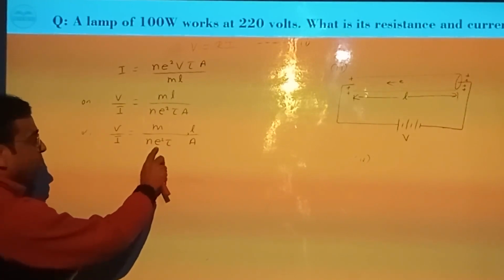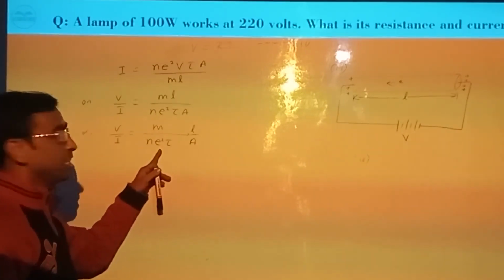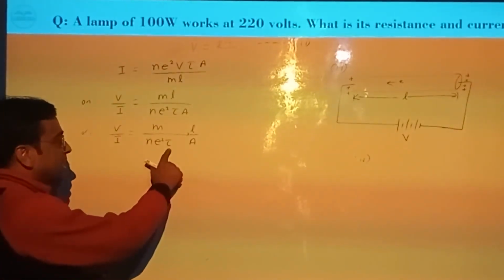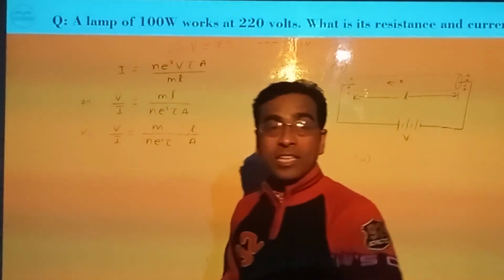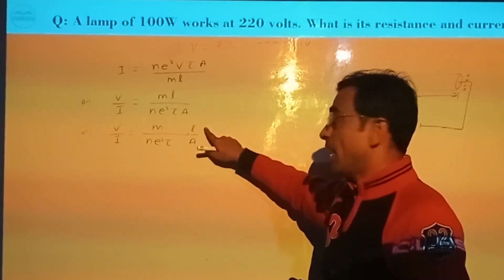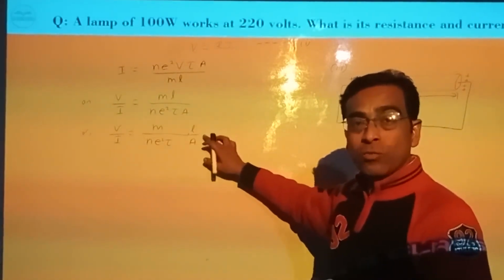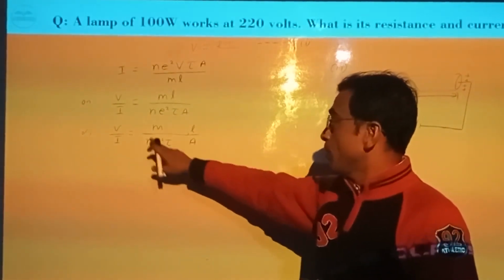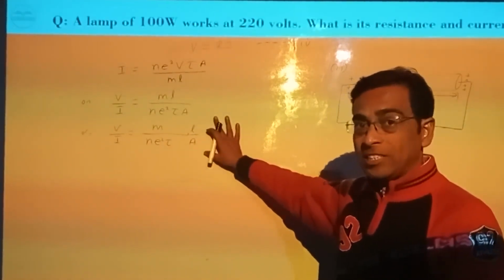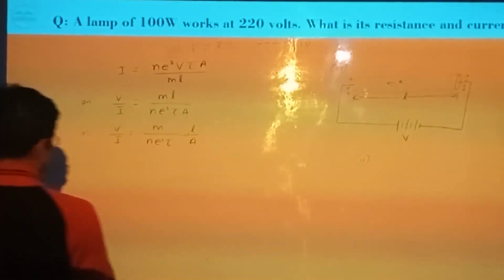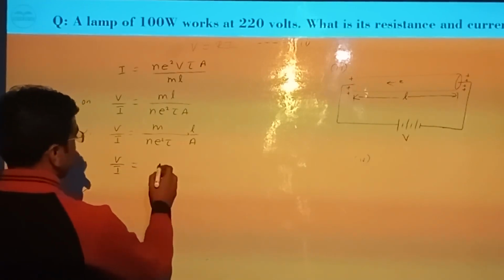Again, the charge of the electron, represented as small e, cannot be changed and is also a constant value. The relaxation time is also a constant. Since I have a conductor of length L and cross-sectional area A, which cannot be changed, that value is totally constant. So we can rewrite it as V upon I equal to constant.